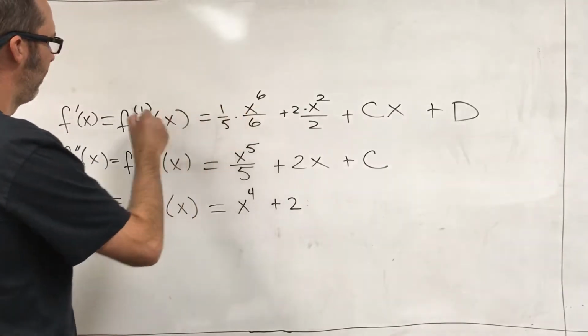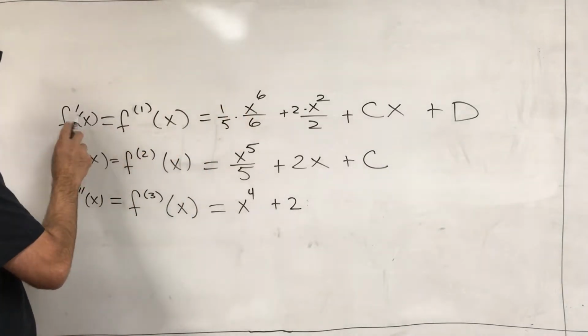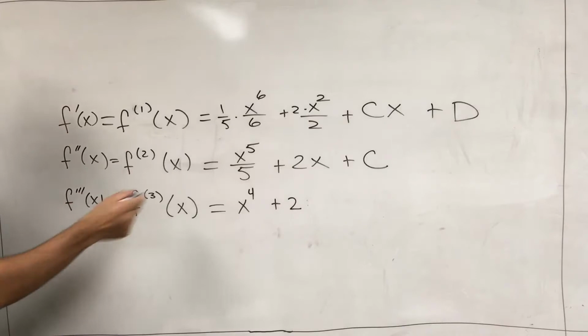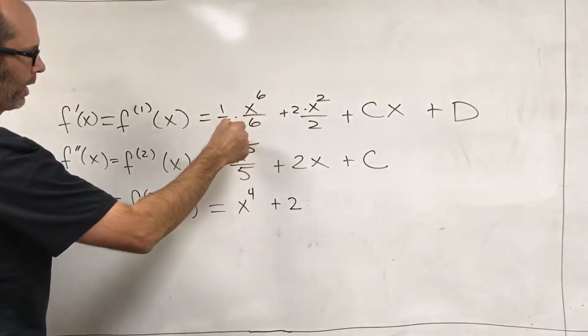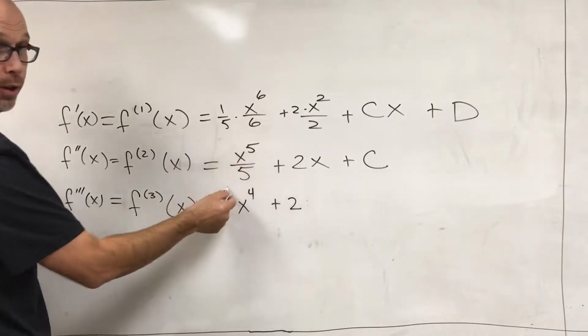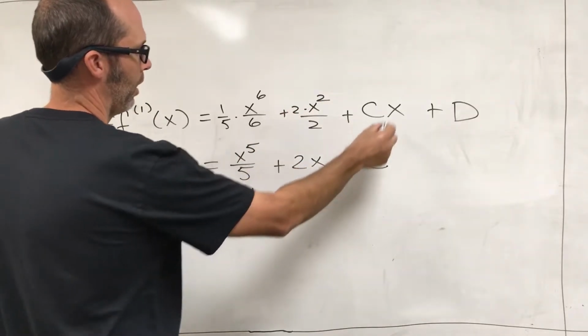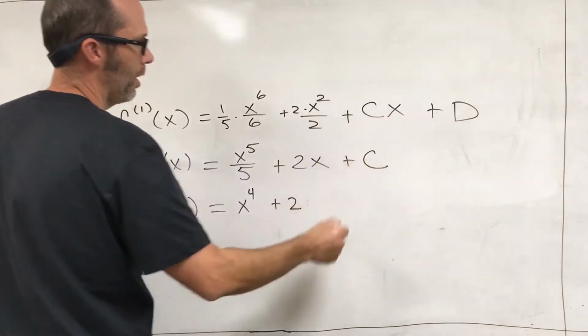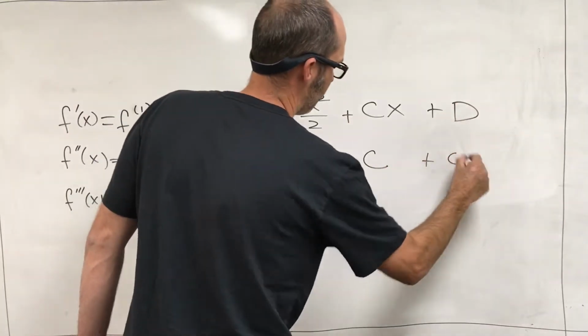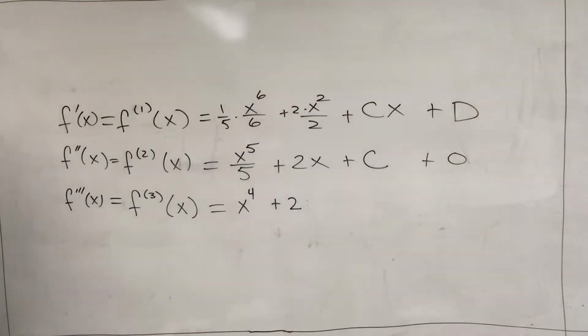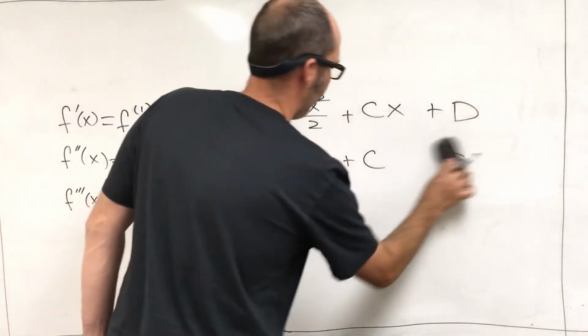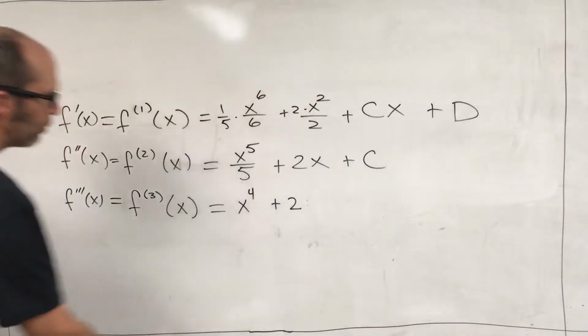Let's see, if we took the derivative of this guy to get back to f double prime, the 6 would come down, that would cancel. We'd have x to the 5th over 5. The 2 would come down and cancel. We'd have 2x. Derivative of cx is c. Derivative of d is just 0. So you can see that we do get back, in fact, to f double prime.